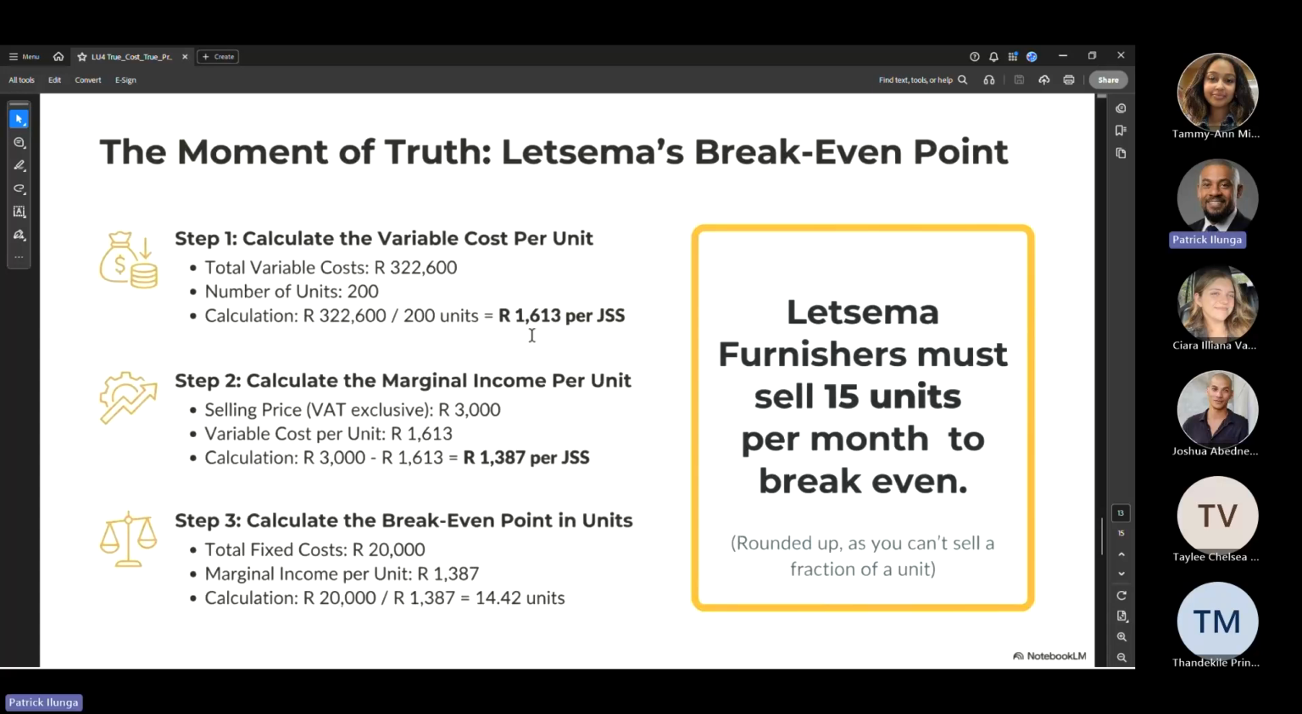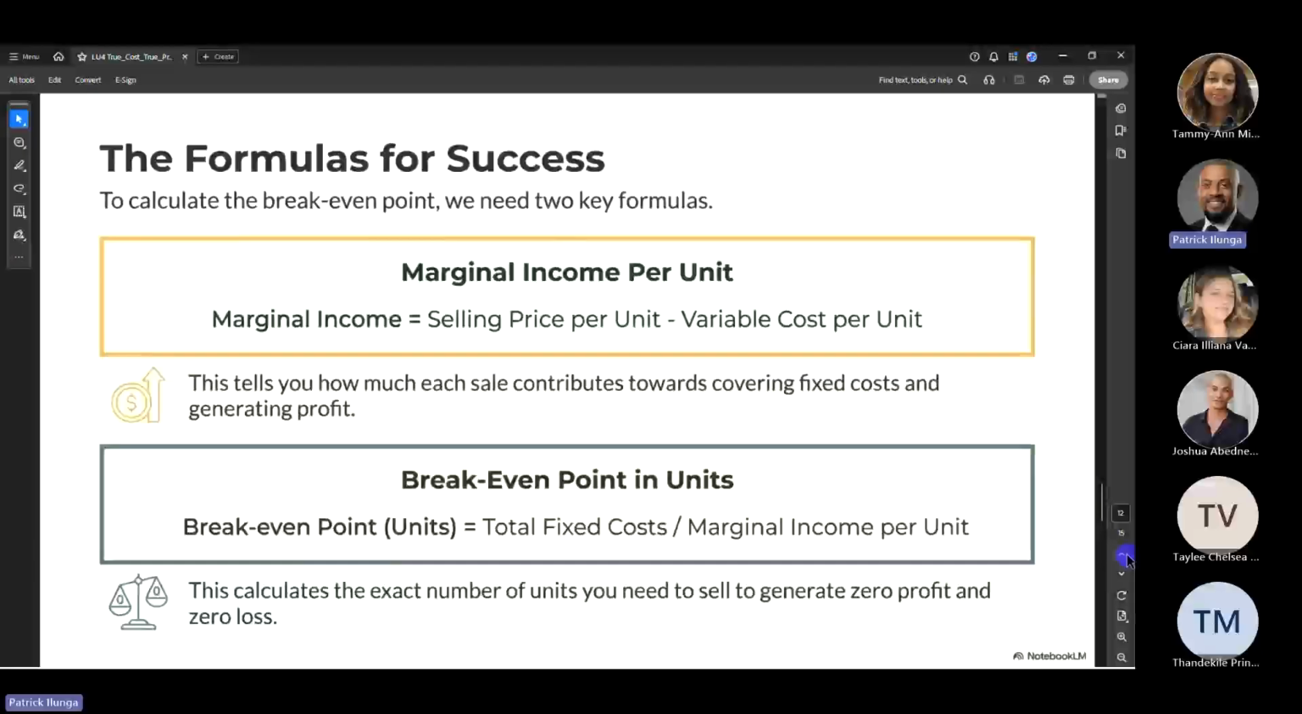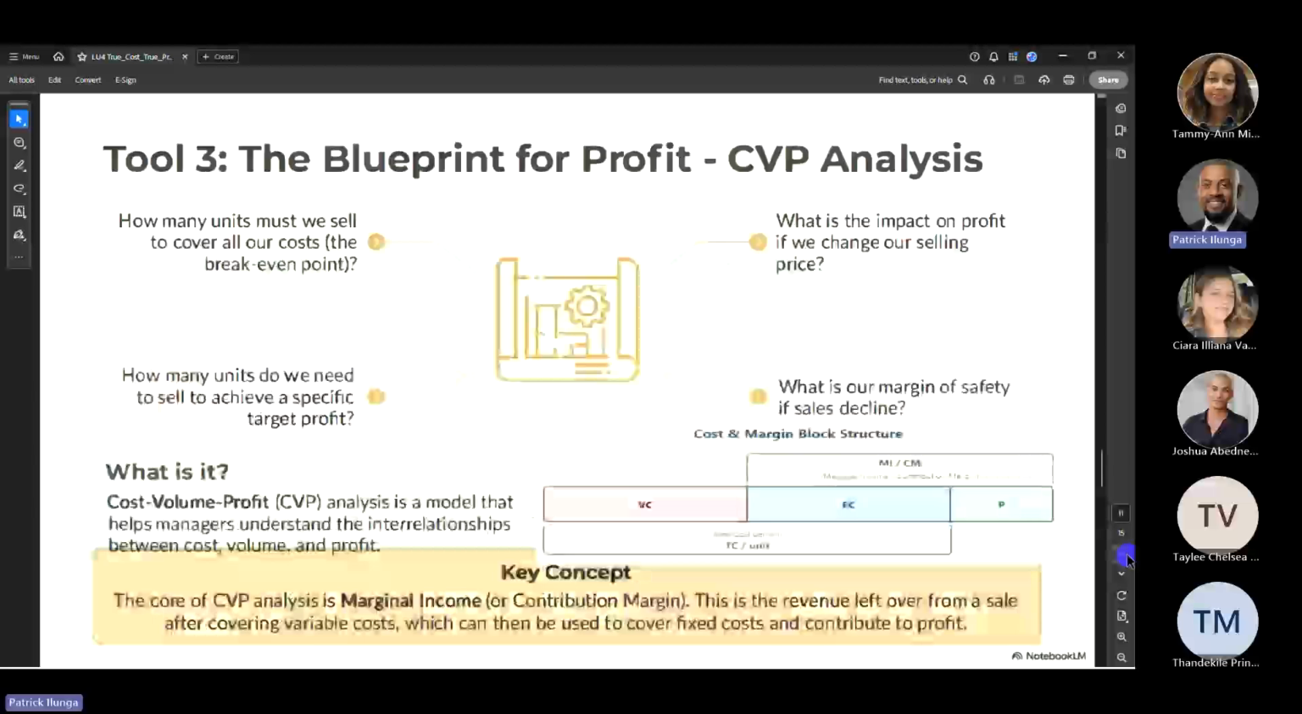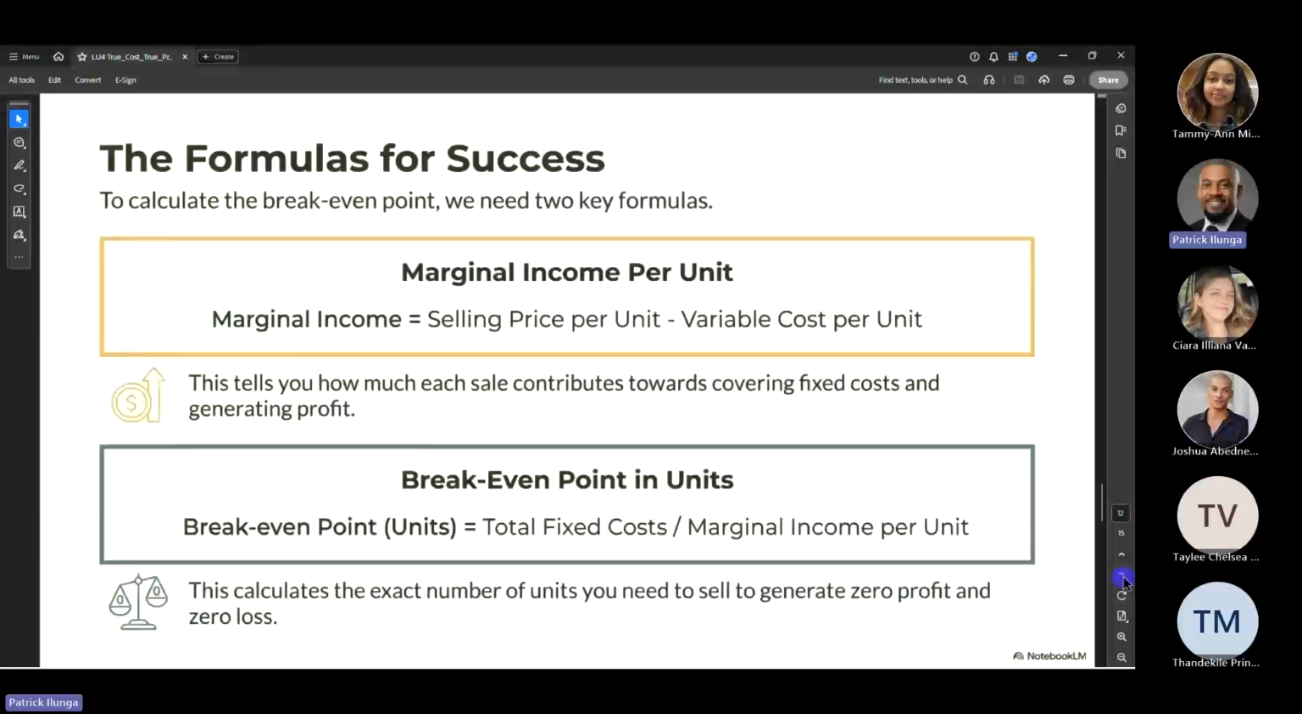All right? Variable cost. You take the selling price minus the variable cost, which I just showed you. Because we want to find this, the marginal income or contribution margin. Marginal income per unit. This is the marginal income. So now, how are we going to find the break-even point in units?